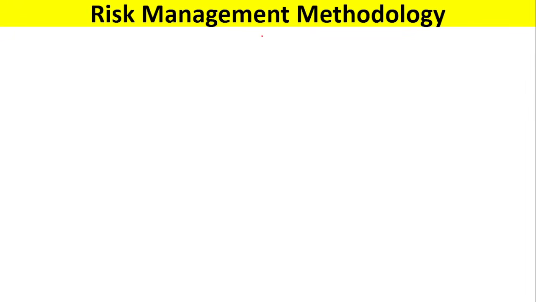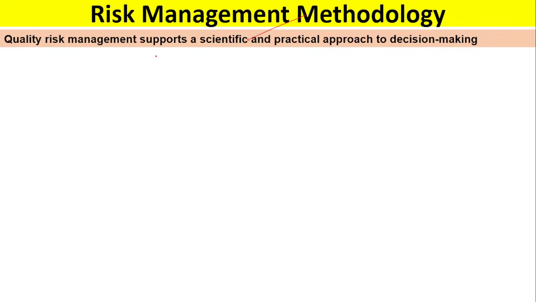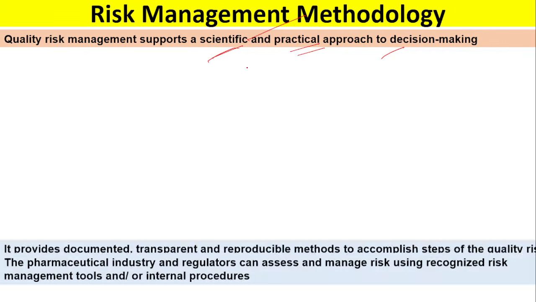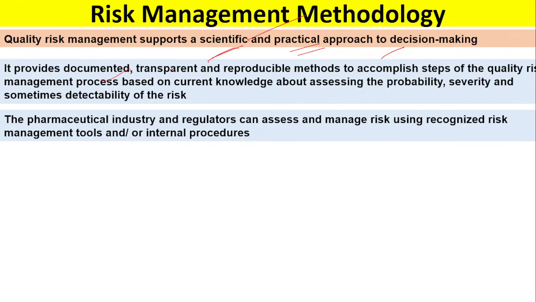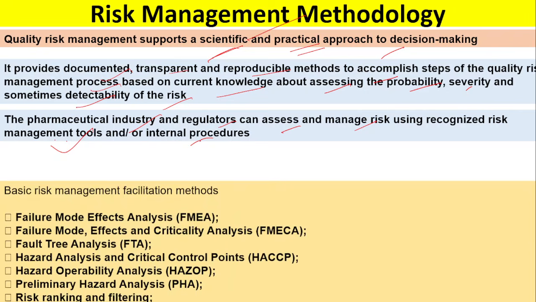Risk management methodology. Quality risk management supports a scientific and practical approach to decision making. It provides documented, transparent, and reproducible methods to accomplish steps of the quality risk management processes based on current knowledge about assessing the probability, severity, and sometimes detectability of the risk. The pharmaceutical industry and the regulators can assess and manage risk using recognized risk management tools or internal procedures.